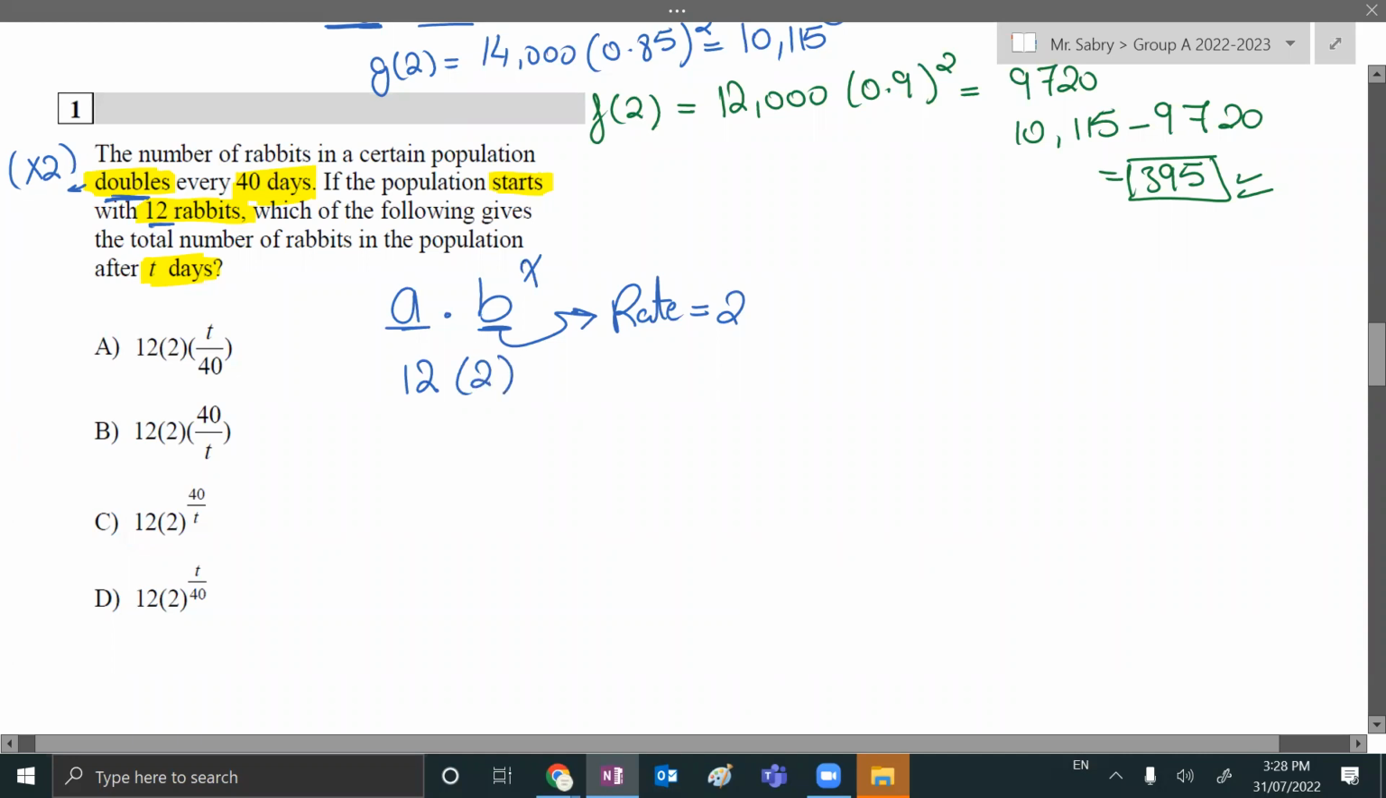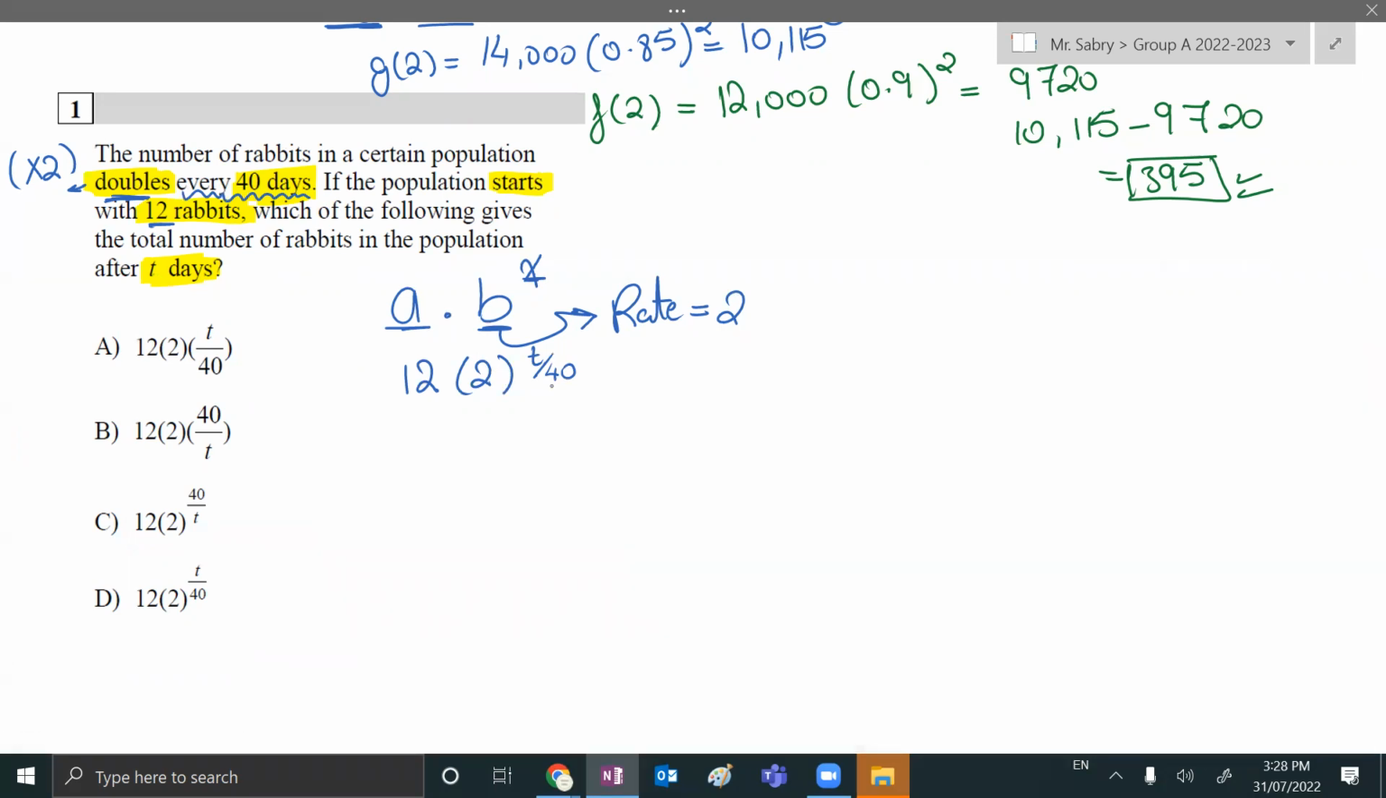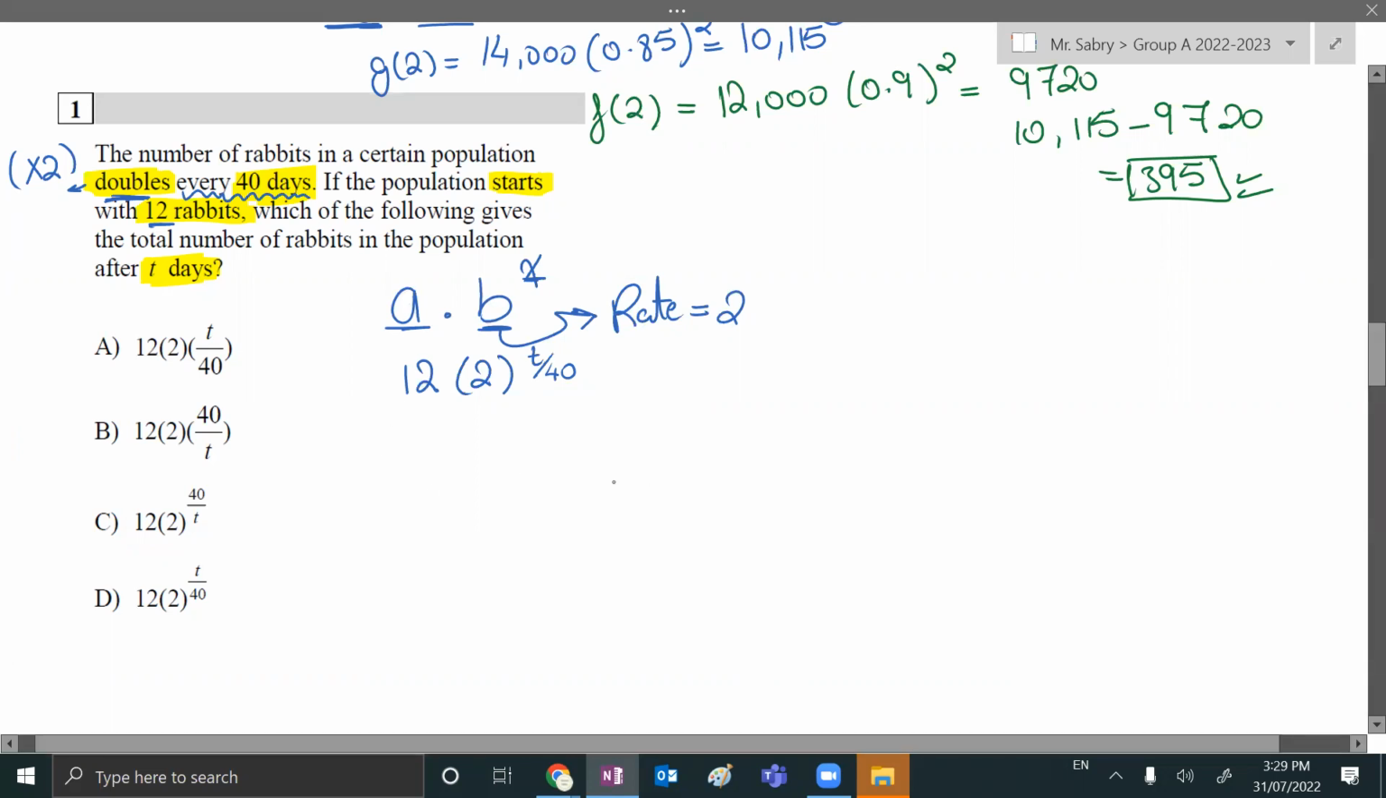Now, the power, which is x, is supposed to represent days, which is t. But remember something. This happens every 40 days. And I told you, when we say this happens every something, this means we divide the number of days by 40. If it happens every 5 days, I'll divide the number of days by 5. If it happens every 10 days, I'll divide the number of days by 10, and so on. So that gives me that D must be the correct answer.